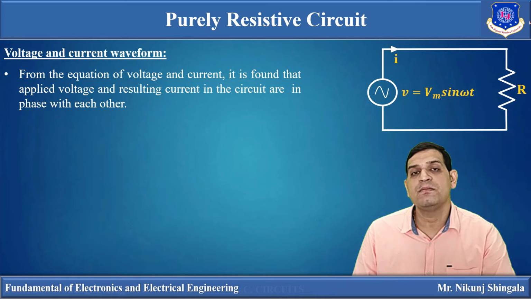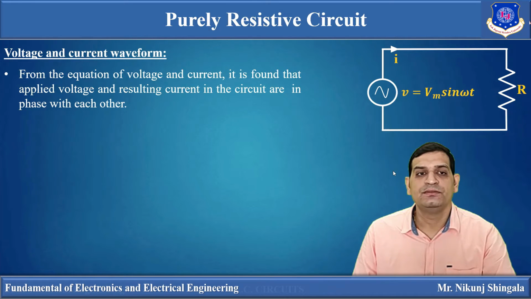We have already discussed in-phase and out-of-phase quantities in the previous video lectures. The quantities are said to be in phase when both attain zero and maximum value at the same time. Now voltage is represented by v = Vm sin ωt, and the resulting current is i = Im sin ωt. So both attain maximum value at the same time. So we can say both the quantities are in phase. So for a purely resistive circuit, the applied voltage and resulting current are in phase.